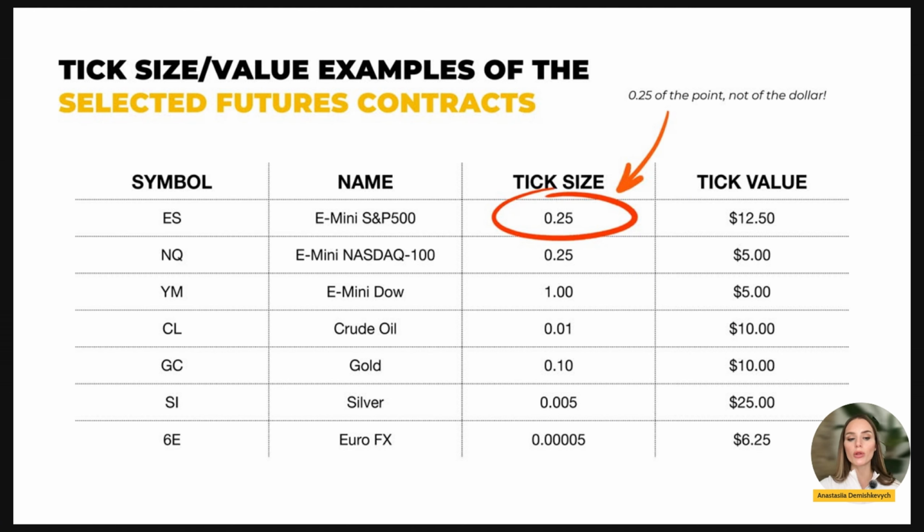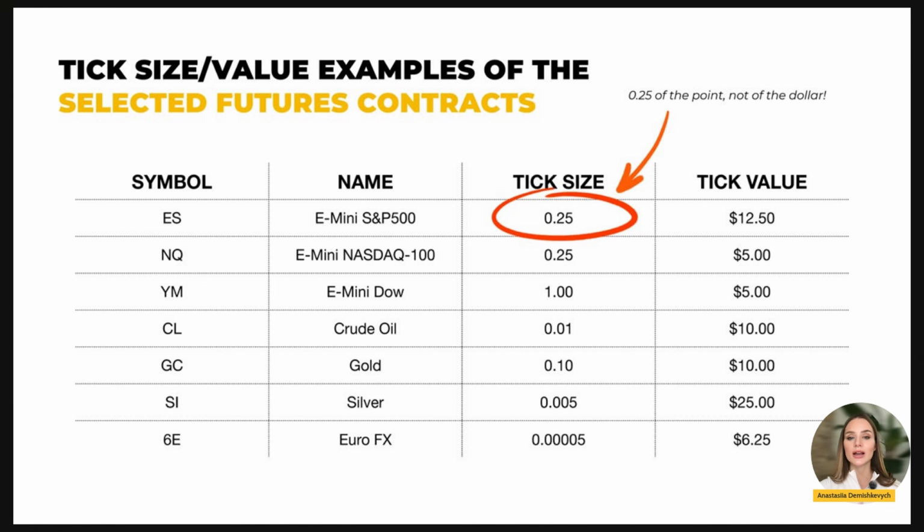Here are some examples of popular futures contracts and their tick sizes as well as tick values. For example, let's start from the top. In the mini S&P 500 futures contract, symbol ES, the tick size is 0.25 points, while the tick value is worth $12.50. This means that for every 0.25 point move in the contract's price, you would earn or lose $12.50. Here are a few more examples. NQ, a mini Nasdaq 100. Tick size is 0.25 and the tick value is $5. Next, a mini Dow Jones. Tick size is 1.00 and the tick value is $5. In this case, point equals the tick.